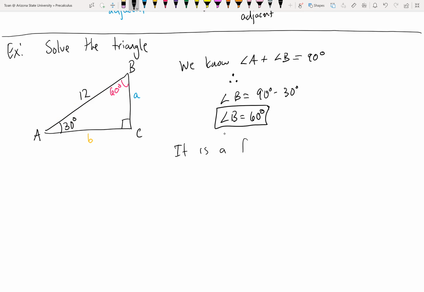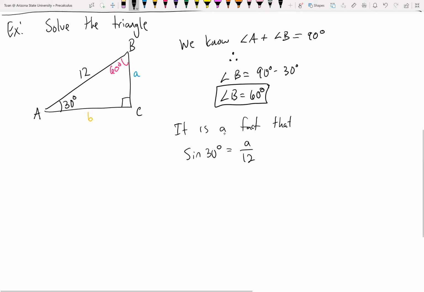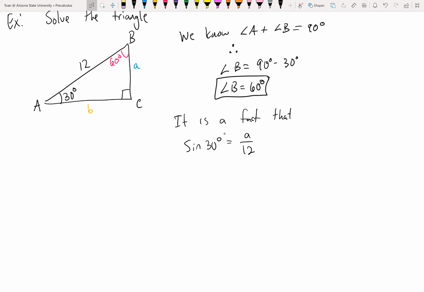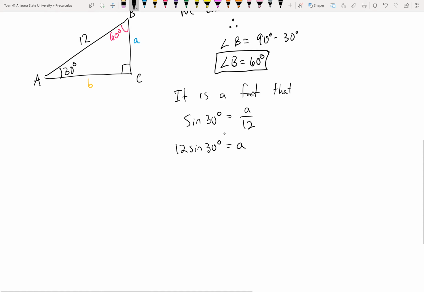It is a fact that sine of 30 degrees equals A over 12. And then you just go ahead and solve for the letter, right? To get A by itself, multiply both sides by 12. I notice that 30 degrees is a special angle. Hopefully we remember from Unit 5 that sine of 30 degrees is 1/2. So A is 6.